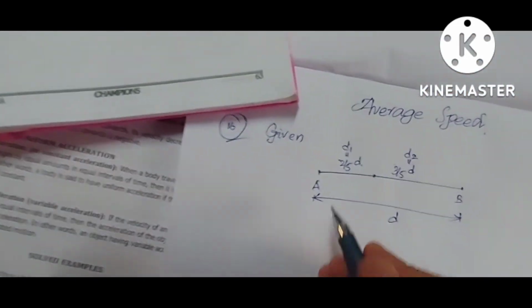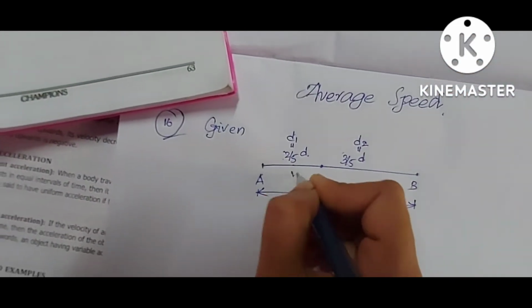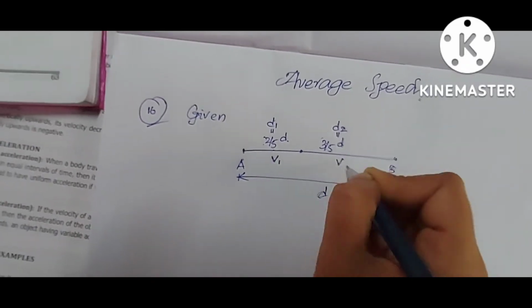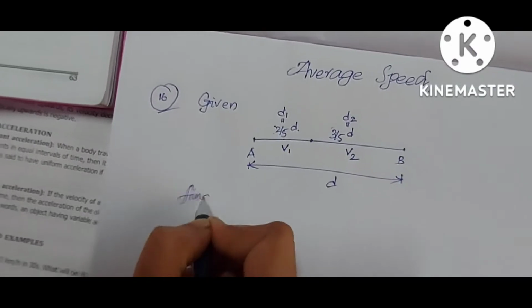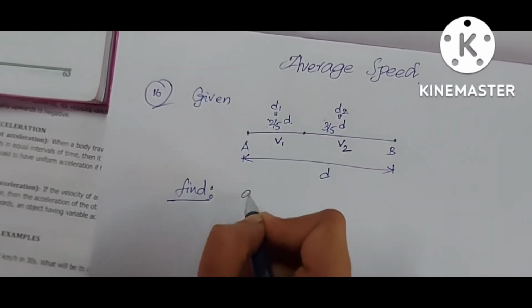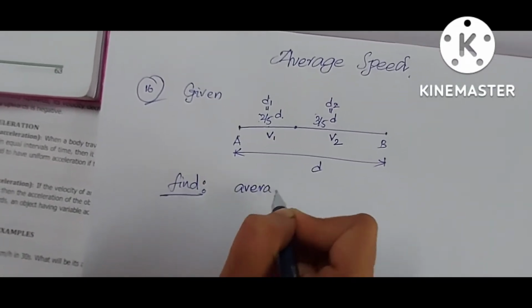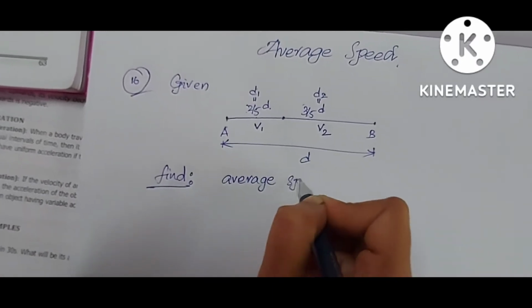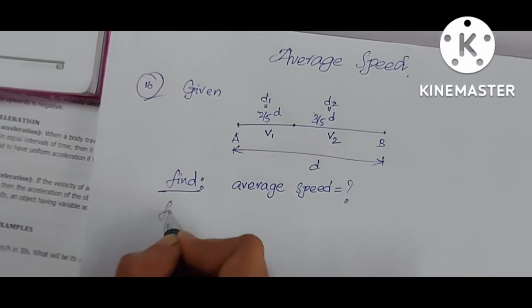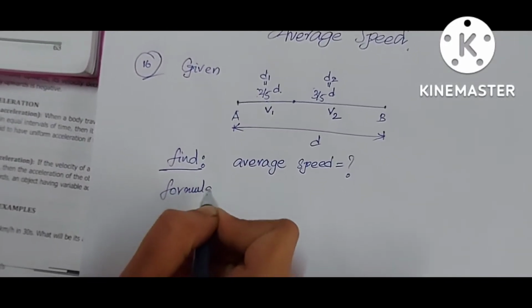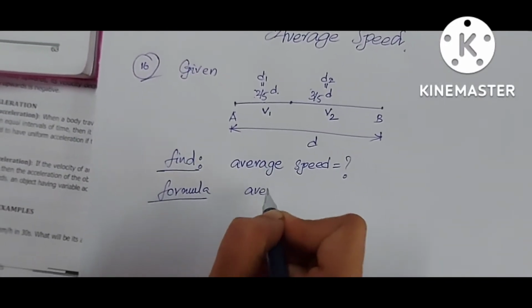So let me go back to this. They had given the first distance travelled with a velocity v1, the second distance covered with a velocity v2. And your finding term is average speed. So average speed is equal to question mark. What's the formula we have? Here we have only one formula. We have to remember this.